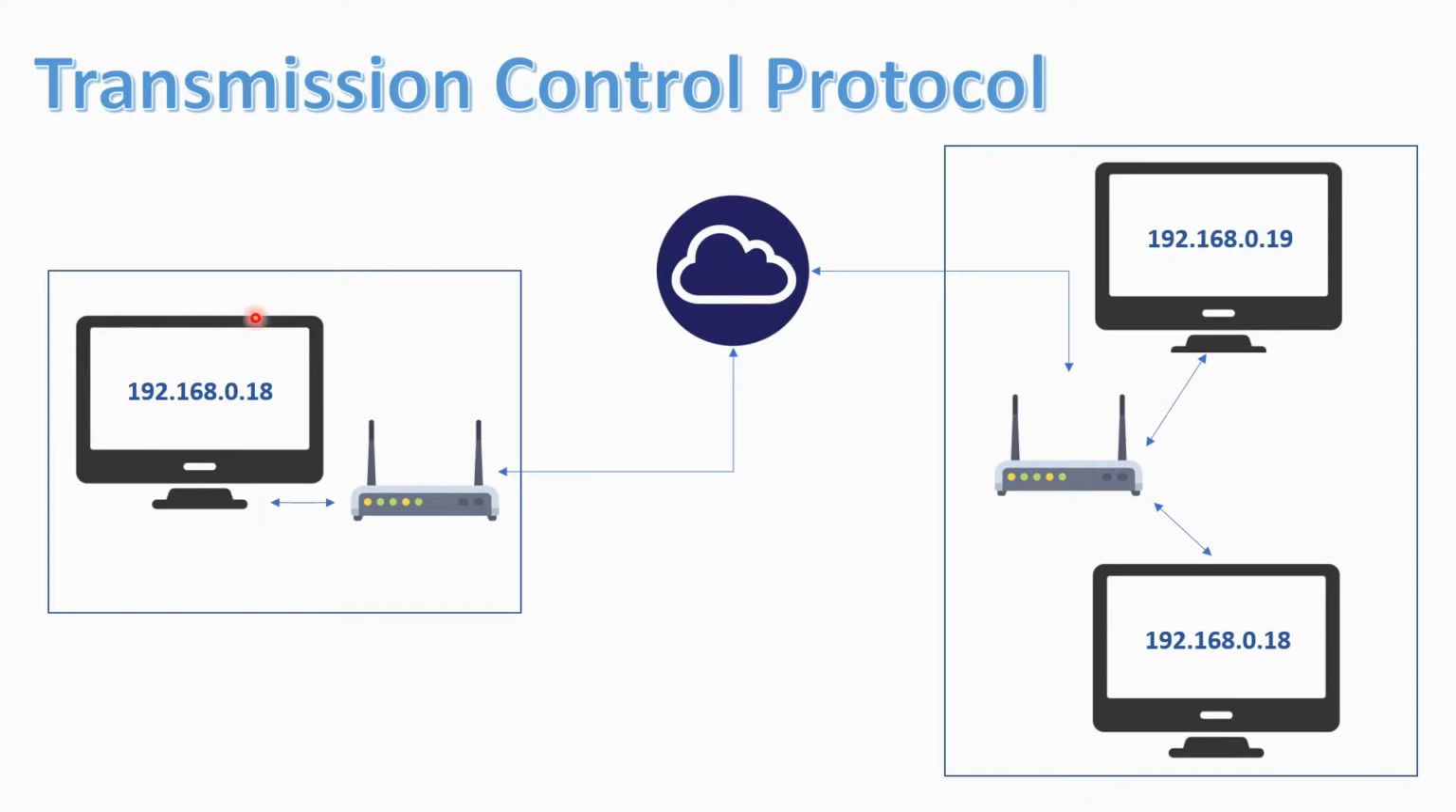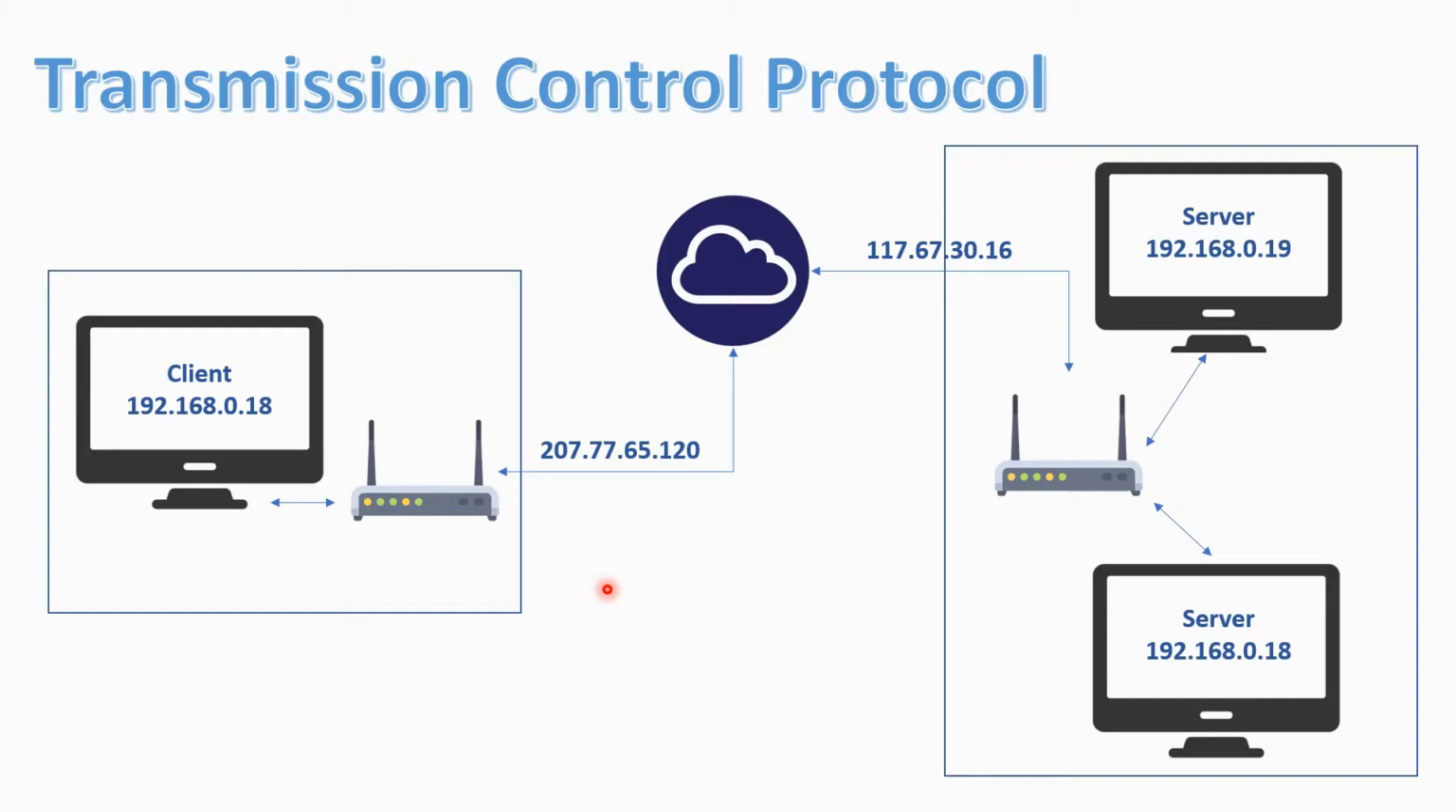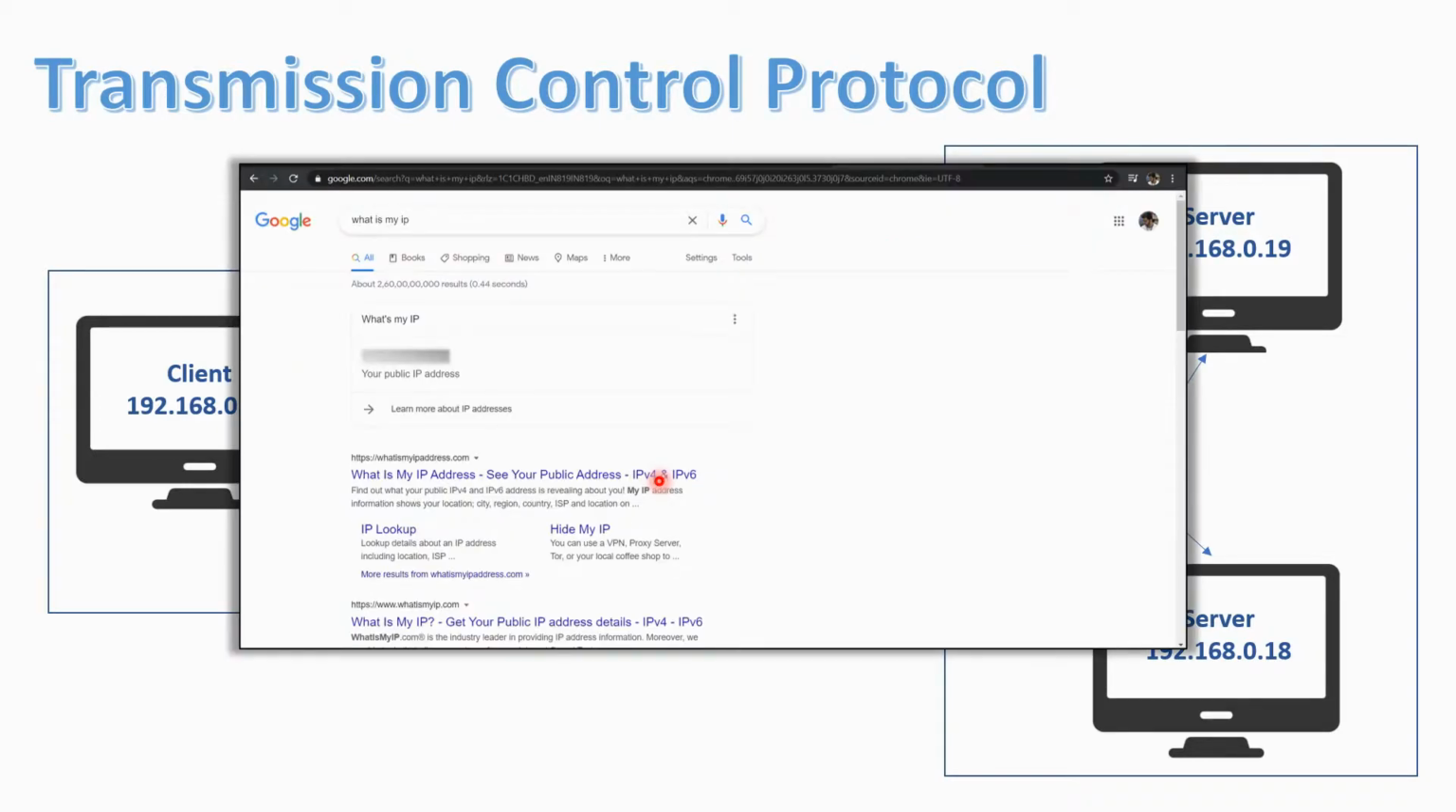Say if this PC wants to acquire data from this PC, then this becomes the client and this becomes the server. Still the question remains how the TCP connection will be established if both of them have the same IP addresses. The answer is that all the networks or all the ISPs assign a public IP address to the router. This is called the public or the external IP address. If you search what is my IP on Google, you get to see your external or public IP address.